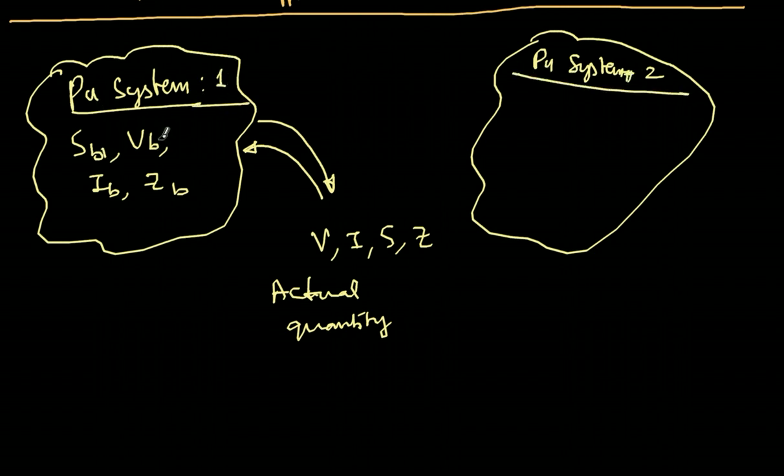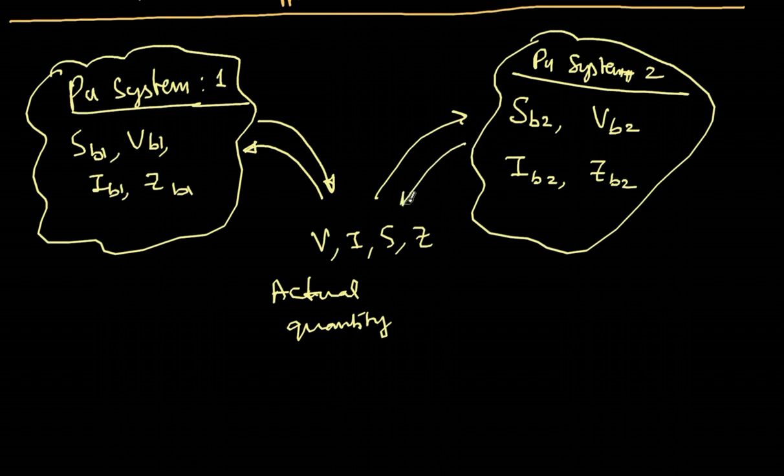So SB1, VB1, IB1, and ZB1. A second per unit system may have a different value of SB2. It will have a different value of V base 2, a different value of I base 2, and a different value of Z base 2. Of course, these together should be consistent again. So if I define S and V, then IB2 will be defined and ZB2 will be defined according to the other two. Also, if I convert the actual quantities into the per unit system, do the calculation and get back to the actual quantity, I'll get the same answer.